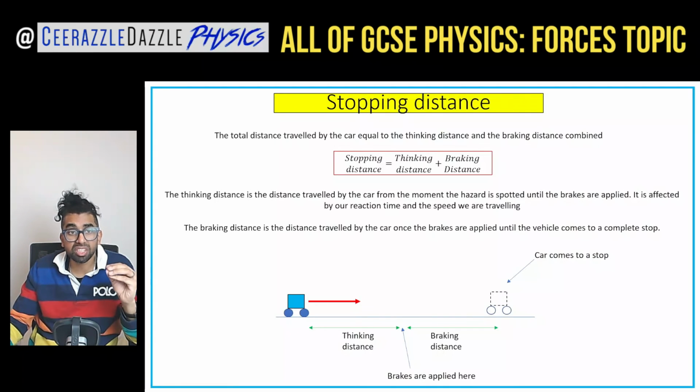Stopping distance. Stopping distance is the total distance travelled by the car, which is equal to the thinking distance plus the braking distance. Thinking distance. The thinking distance is the distance travelled by the car from the moment you spot the hazard until you apply the brakes. Don't forget, as you're thinking about it, applying the brakes, the car is still moving. It is affected by our reaction time and the speed at which you're travelling.